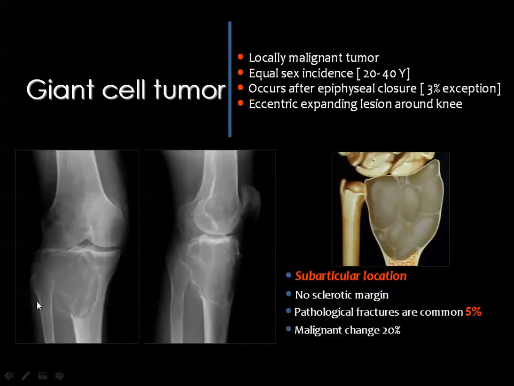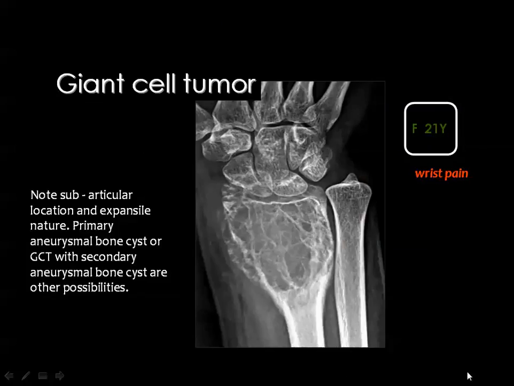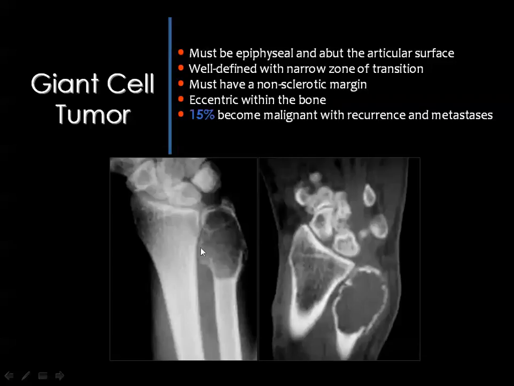And sometimes you get pathological fracture, of course, and being a locally malignant tumor may show malignant changes in about 1/5 of the cases. And this is a classic appearance of giant cell tumor in the distal part of the radius. There is an expanding lesion reaching the articular surface of the bone. And this is by plain X-ray, and this is by reformatted CT images showing a giant cell tumor in the distal part of the ulna reaching the articular surface, and you can see the expanding nature of the lesion.